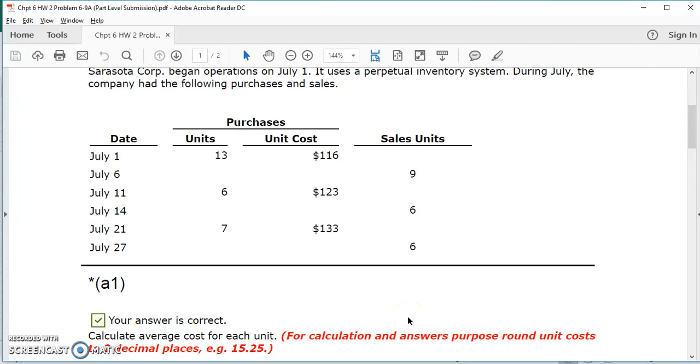Hi everyone, Tracy here. I'm reviewing Chapter 6, Question 9a. And the first part of the question was to calculate the average cost of each unit.